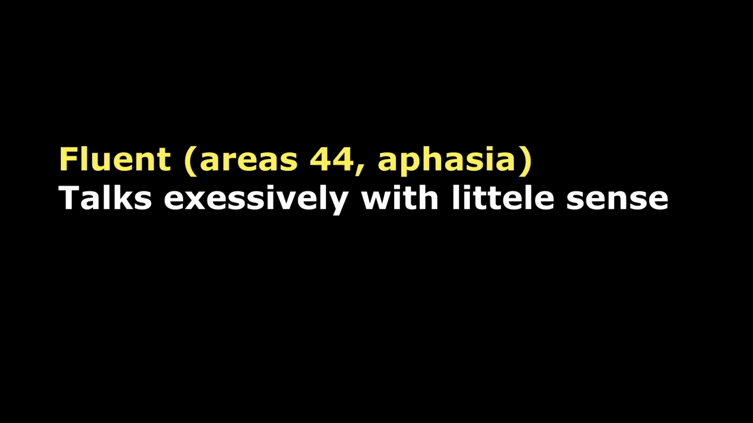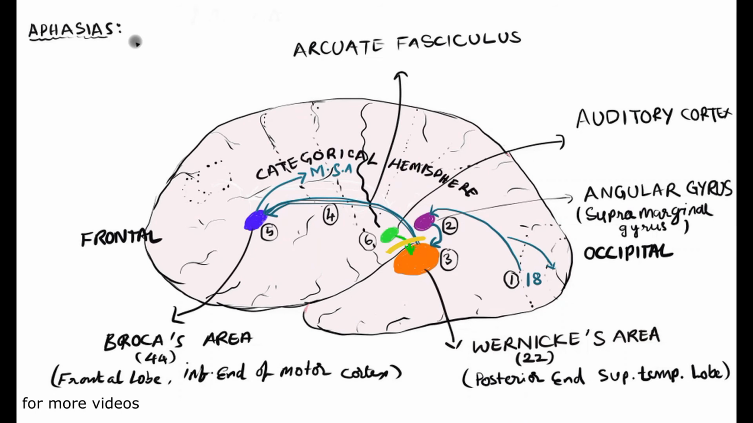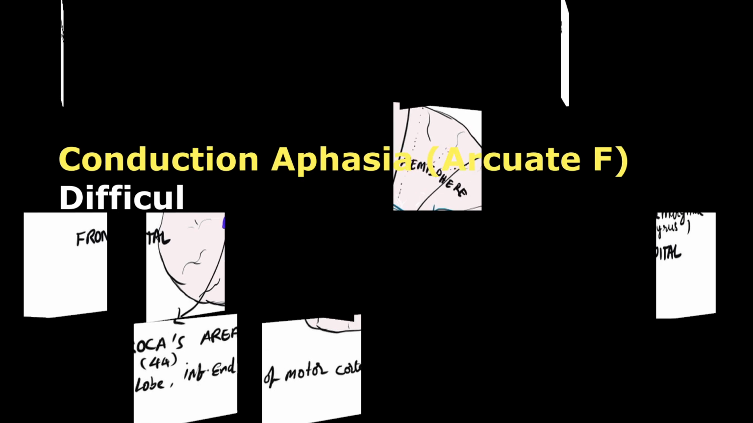And the fluent aphasia is the damage of area number 44. The person cannot understand and talks extensively with little sense. So the problem lies in Wernicke's area, area number 22. Visual or auditory information processing becomes difficult in this lesion.